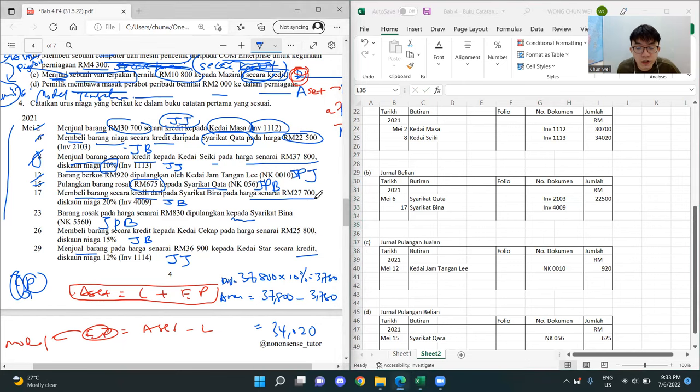Now this is the harga senarai. This is the list price. Harga senarai maksud sebelum discount. Okay. If here they write harga invoice, maksud selepas discount, after discount already. So we don't have to minus discount again. Okay, but here is harga senarai, therefore we have to minus discount.